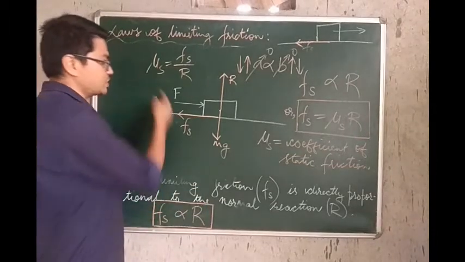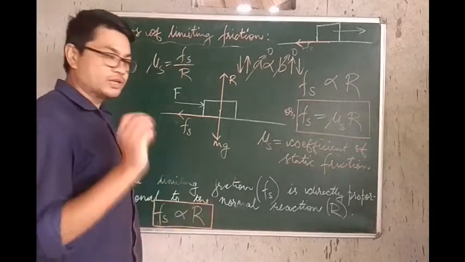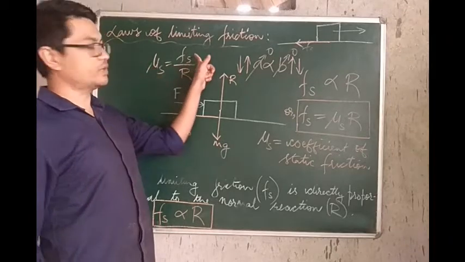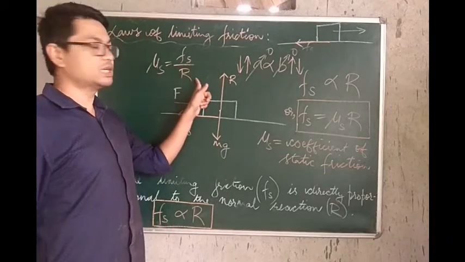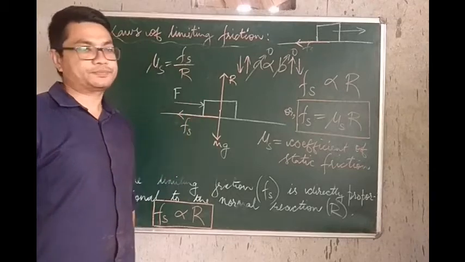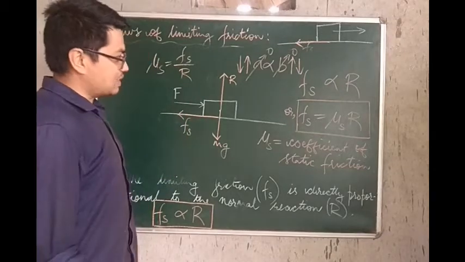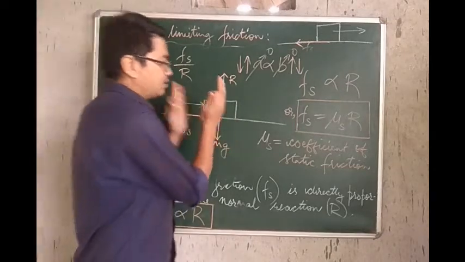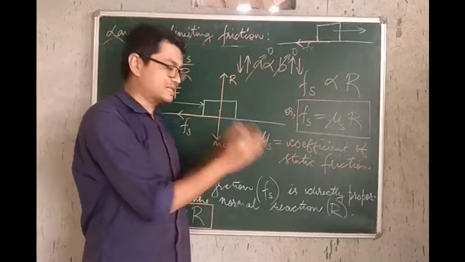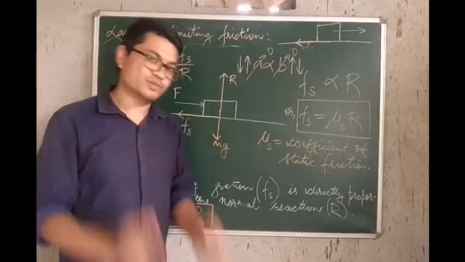So from here you can define the coefficient of static friction. If you are asked the definition for coefficient of static friction, you can write it is the ratio of the force of limiting friction to the normal reaction. So this is about a body on the verge of movement, static but on the verge of movement.